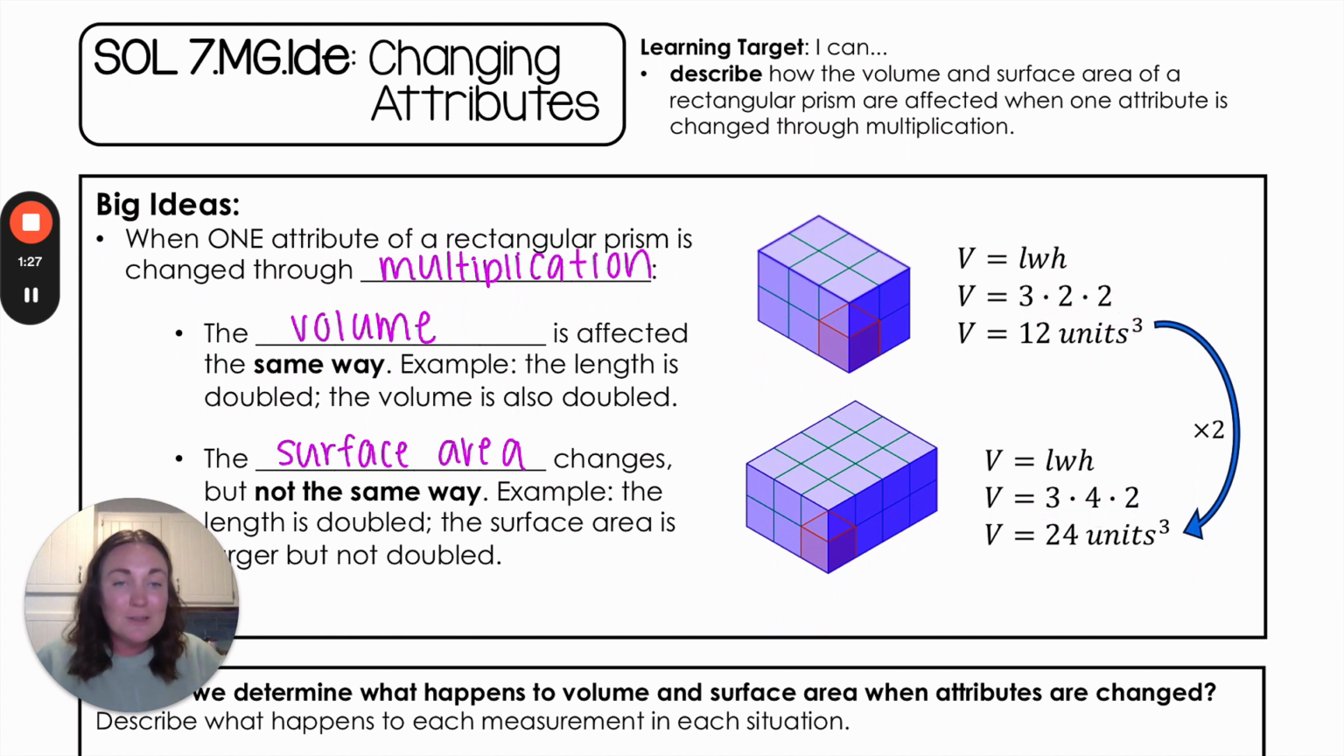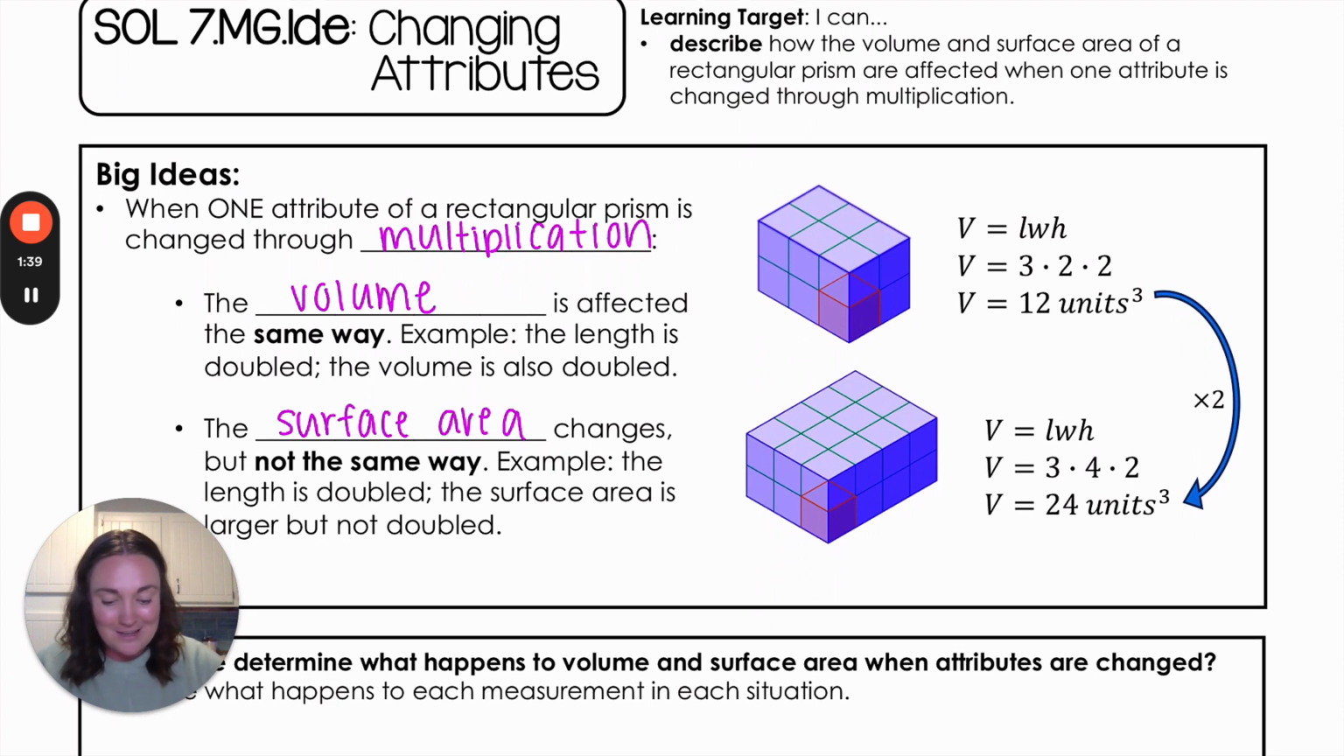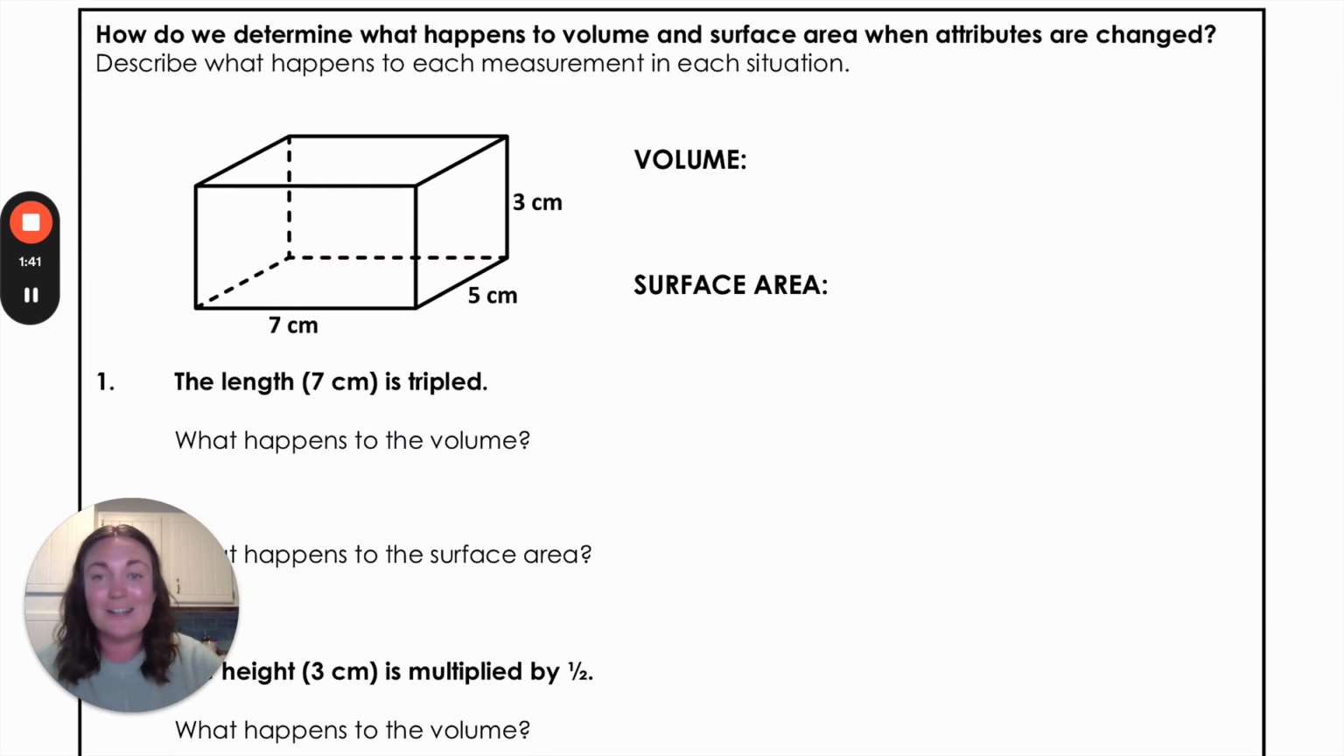And when I multiply that one attribute by 2, the volume is also going to be multiplied by 2. So I go from 12 cubic units to 24 cubic units. Let's look at some more examples of this. So we're going to start off with this rectangular prism here. I've got our length of 7, our width of 5, and our height of 3.